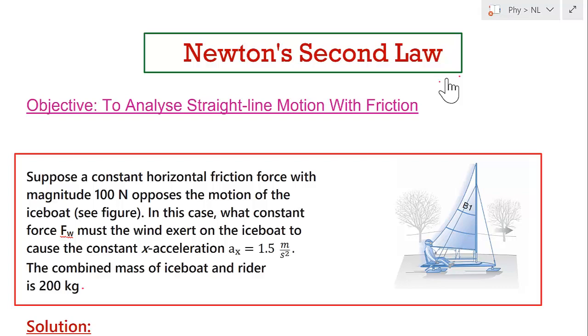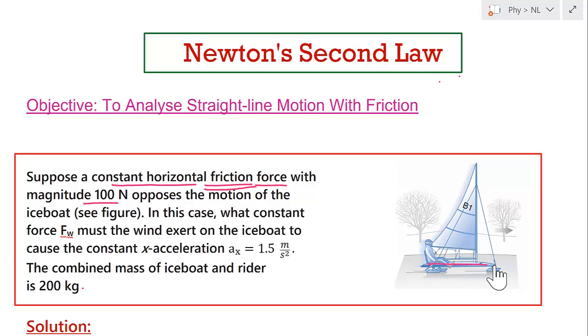This problem we have already done without the friction force. The only difference between this problem and the previous problem that we did in the past video is that there is a friction force in this case. So the problem says, suppose a constant horizontal force with magnitude of 100 Newton opposes the motion of the iceboat. This is a constant horizontal friction force. This opposes the motion of the iceboat as shown in the figure.